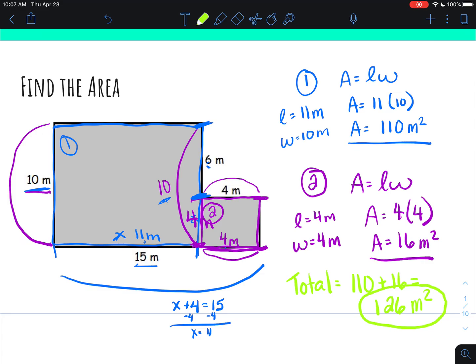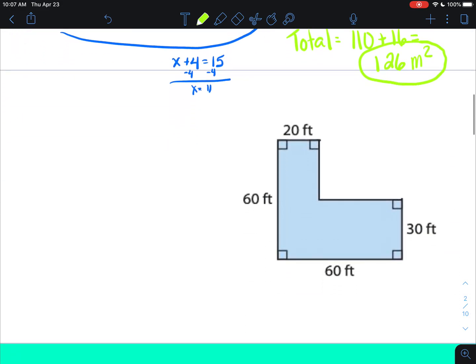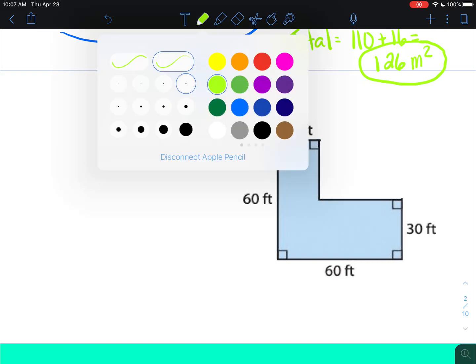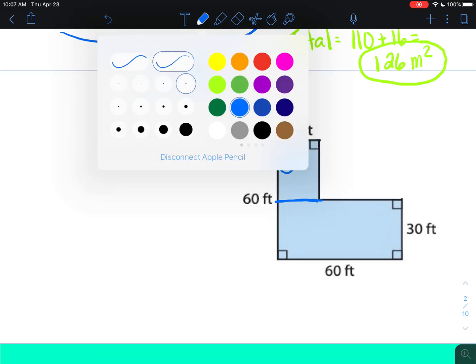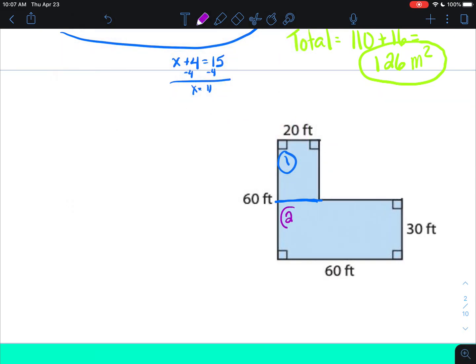Okay, so I'm going to give you one more example that is very similar to that. So here is our compound polygon. So once again, I'm going to cut this into two figures that I know how to find the area of. So I would actually cut this, let's do right here. Like I said, you can cut it differently, but you would still get the same answer. So now I have one rectangle and two rectangle. So let's do our work over here.